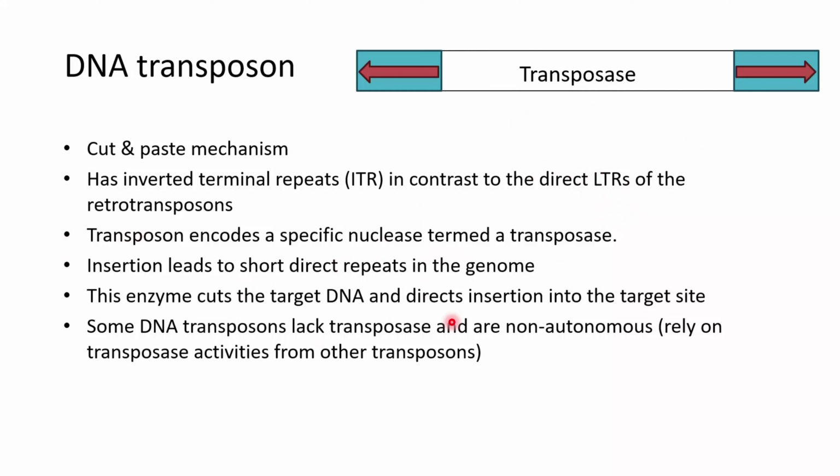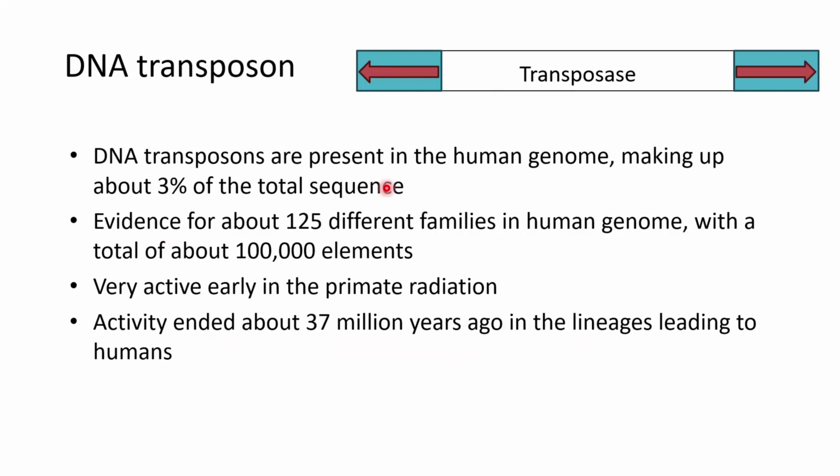And usually what these DNA transposons use is this part here to kind of move from one place to the other. Obviously, some DNA transposons lack the transposase, so they're non-autonomous, and they require the transposase from another transposon. So DNA transposons are a little bit older in terms of evolution compared to retrotransposons. There's only about 3% of the genome that is DNA transposons, but most of them are inactive.